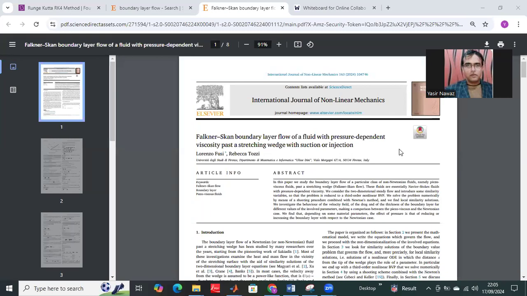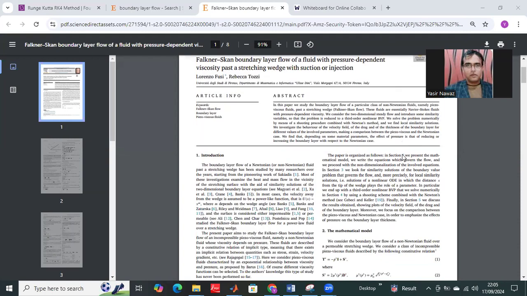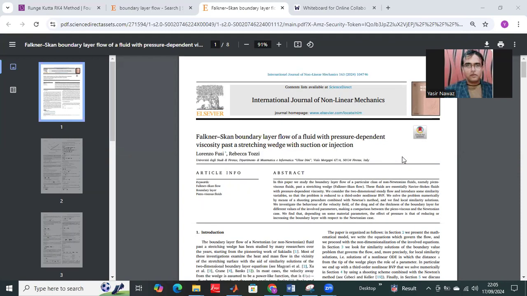Hello, I'm Yasir. Today I will try to apply the fourth order Runge-Kutta method. Fourth order means that it gives accuracy of order 4. So I will apply the fourth order Runge-Kutta method to solve the problem using the shooting strategy, for the problem which was studied in this research article.